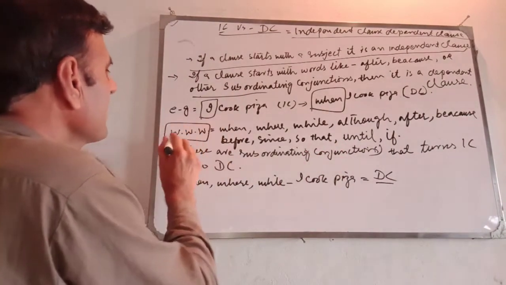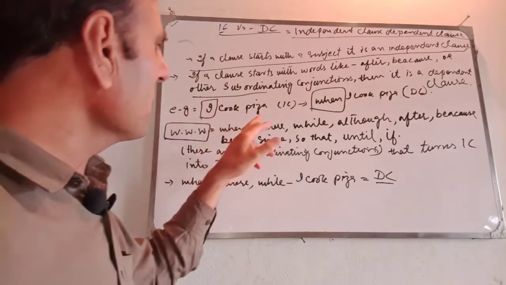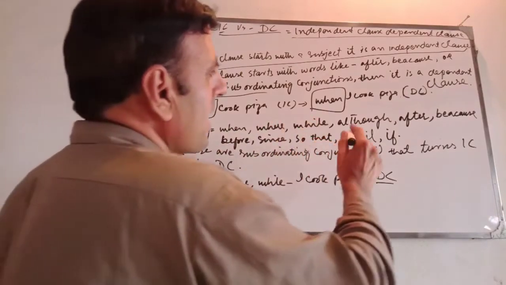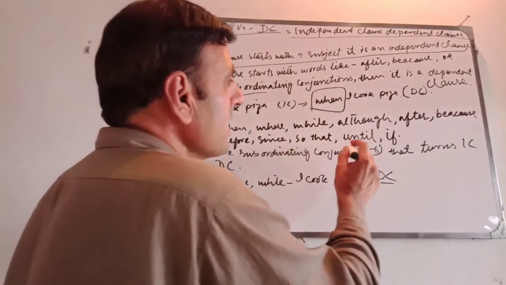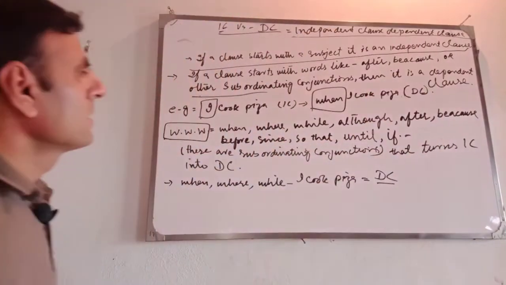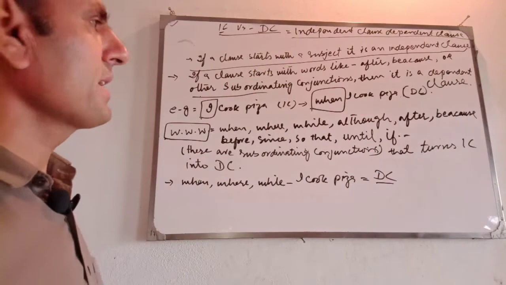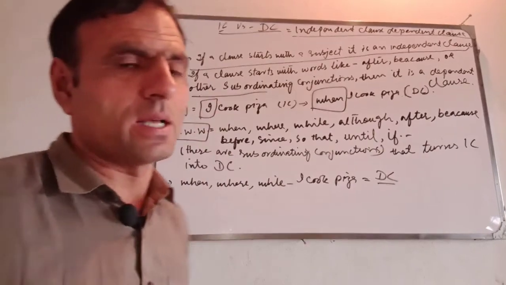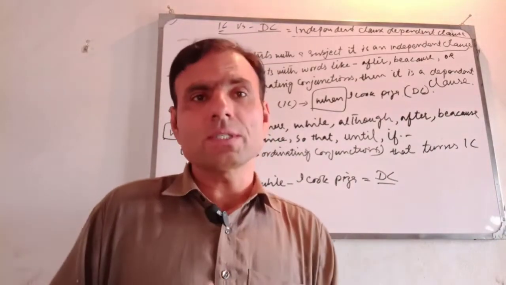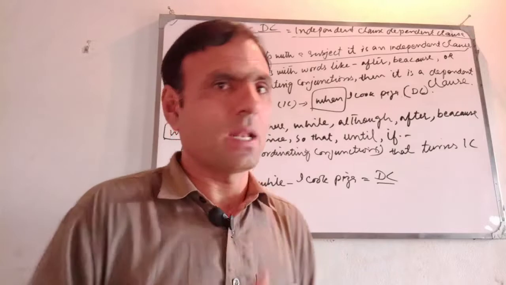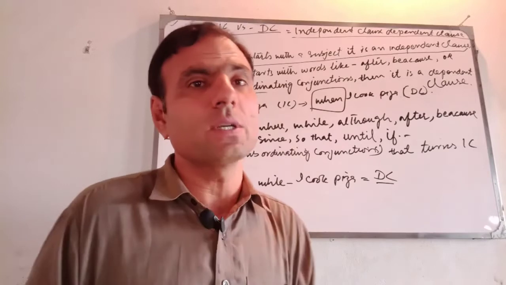There are three W's: when, where, why, while, although, after, because, before, since, so that, until, if. These are subordinating conjunctions that turn an independent clause into a dependent clause. If we put one of them at the start of the clause, the independent clause turns into a dependent clause.